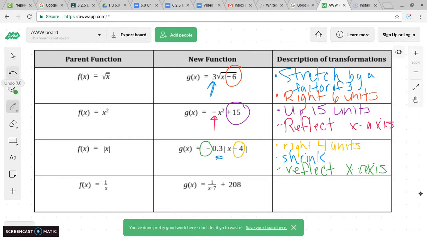The very last example is a little different. We're going to start with this plus 208. That's being added on. It's on the end. It's not inside parentheses. It's not being like connected to anything. So we know that we're going up 208 units.